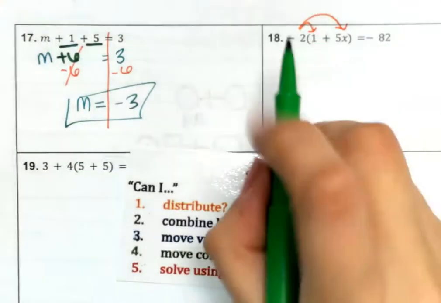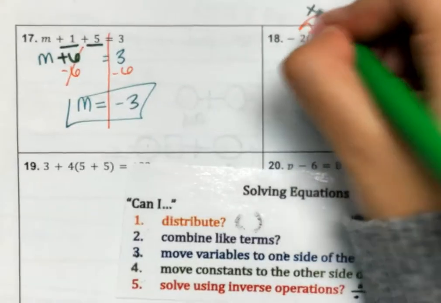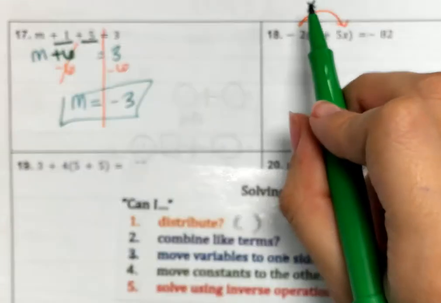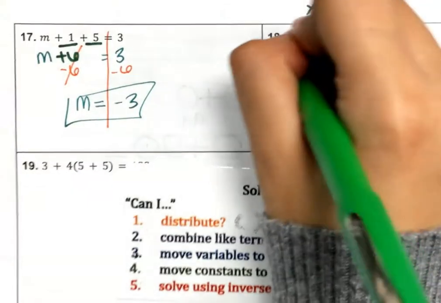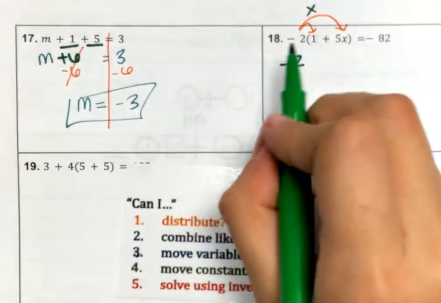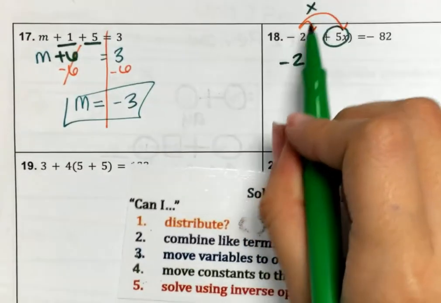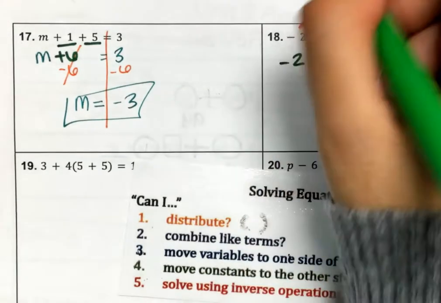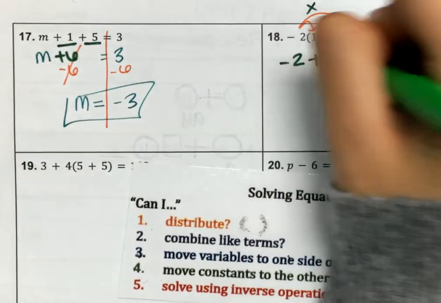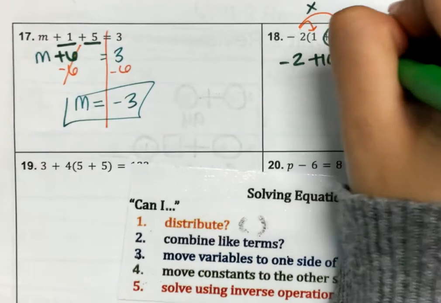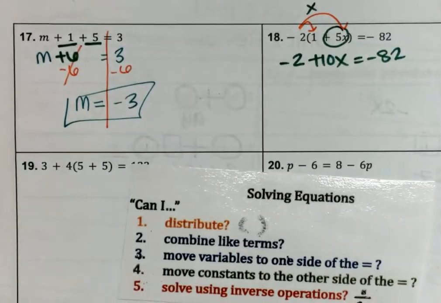And I'm going to do negative 2, remember distribution means multiply, negative 2 times 1, which is negative 2, but also negative 2 times positive 5. So negative 2 times positive 5 is positive 10, keep the x, and then bring down my negative 82.